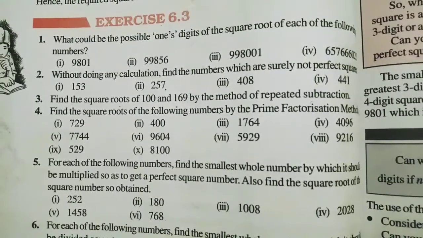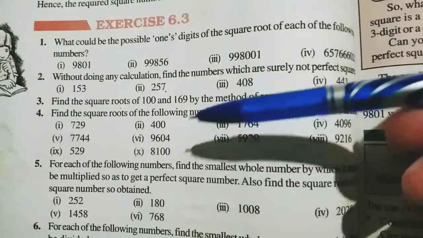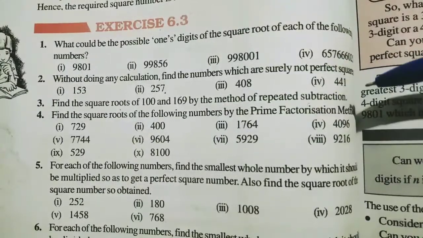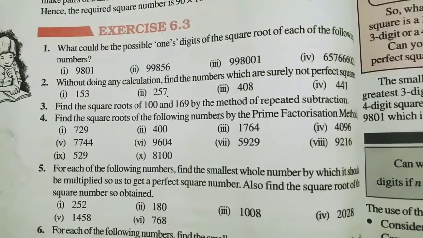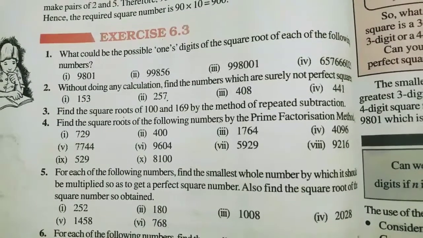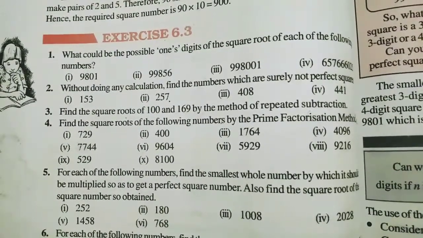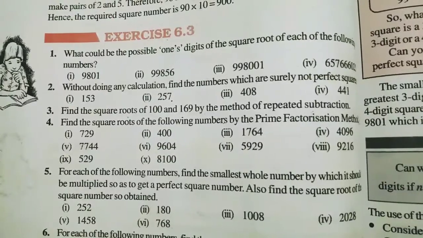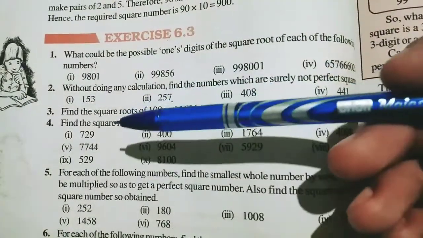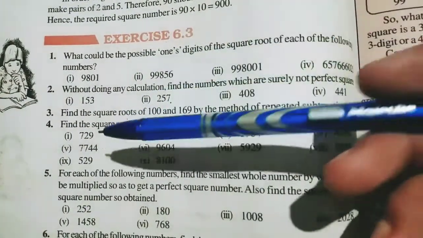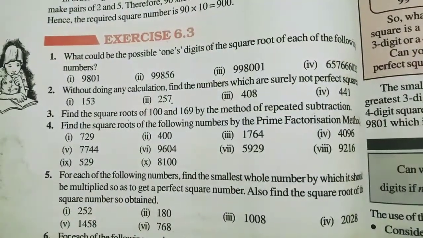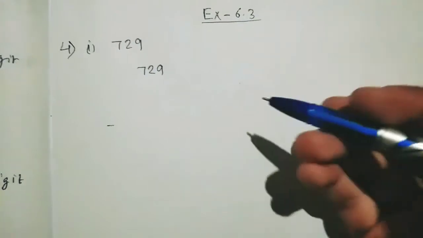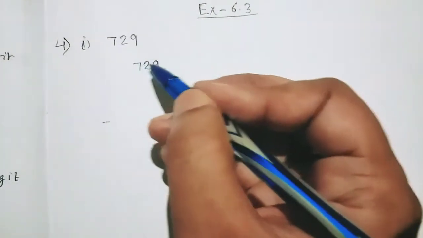Now question number 4: find the square roots of the following numbers by the prime factorization method. You know how to do the prime factorization method because I have already explained it in the previous video. Now we'll start to find the square root of these numbers. So the first number is 729. Okay, see all of you how to do this question.